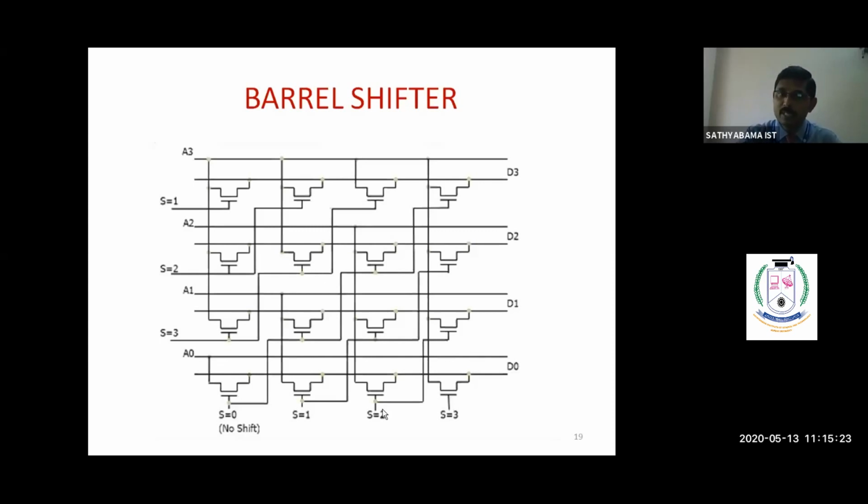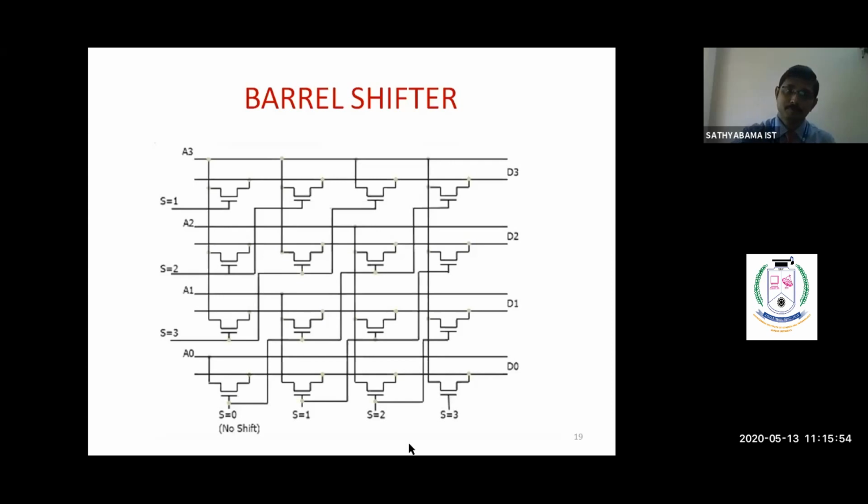For 2 bit shifting, the control input, this gate input, is 1. So for this condition, the A2 signal passes through this transistor and reaches D0. So A2 is coming to D0, A3 is coming to D1, A0 is coming to D2 and A1 is coming to D3. Like this, we can make 1 bit shifting, 2 bit shifting, 3 bit shifting, like n number of shifting. So for this case, the barrel shifter can be designed.